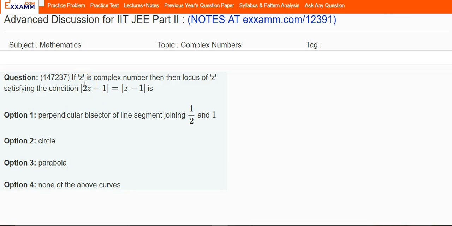Now let us take a very simple problem. If z is a complex number, then the locus of z satisfying the condition modulus of 2z minus 1 is equal to modulus of z minus 1 is, whether it is a circle, parabola or perpendicular bisector of the line joining the points 1 by 2 and 1. Now here I would like to explain this point in a bit of detail.